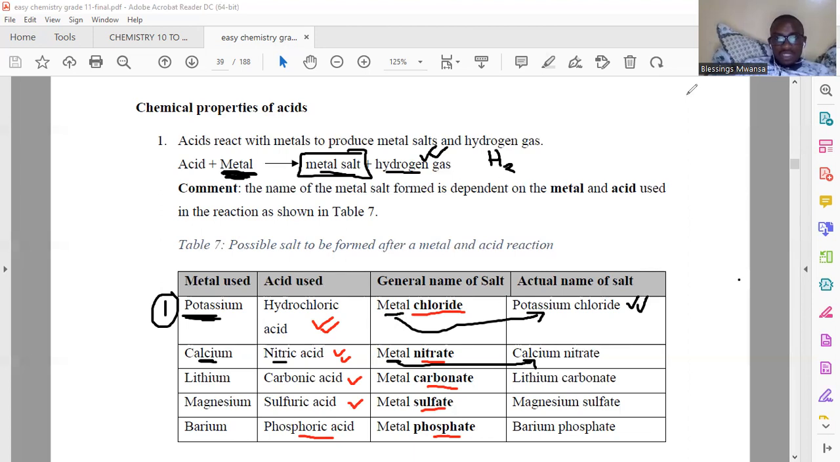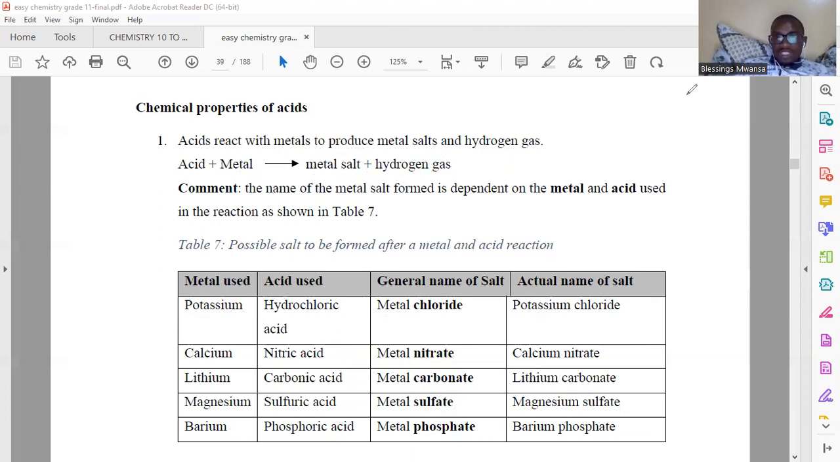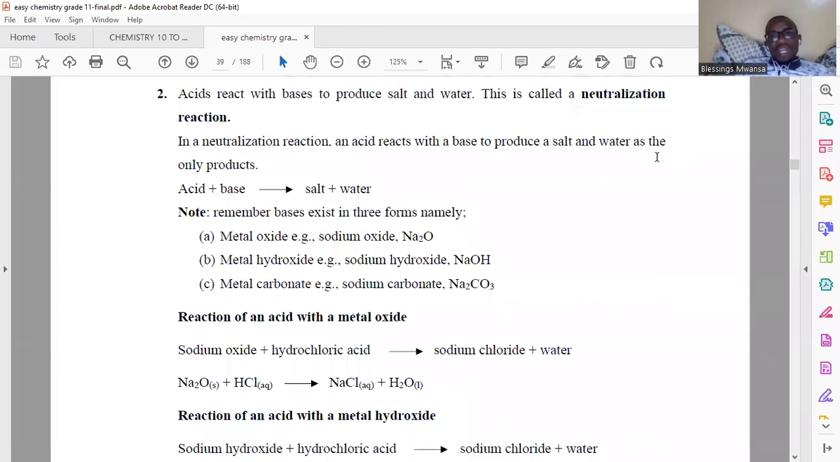Let's go to the second reaction, which involves a base. In the second reaction, we are looking at the reaction of an acid reacting with a base. Now, a base exists in three forms. We have a base that exists as a metal oxide, a base that exists as a metal hydroxide, and a base that exists as a metal carbonate.